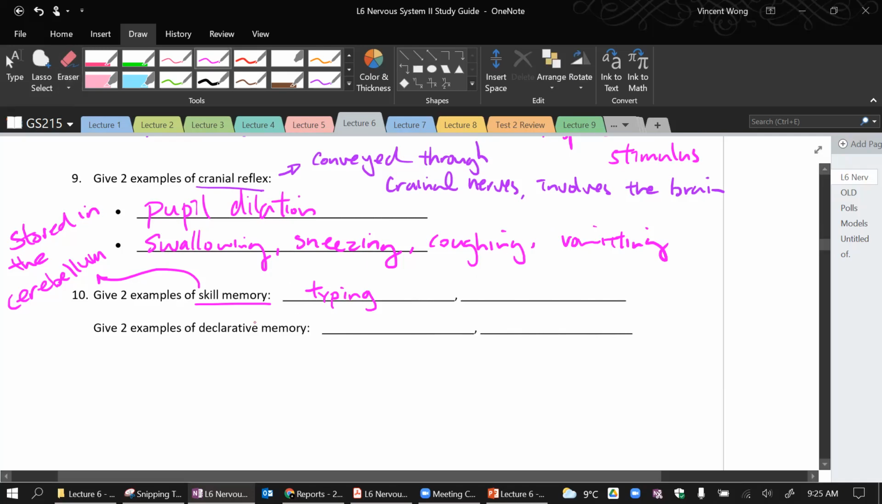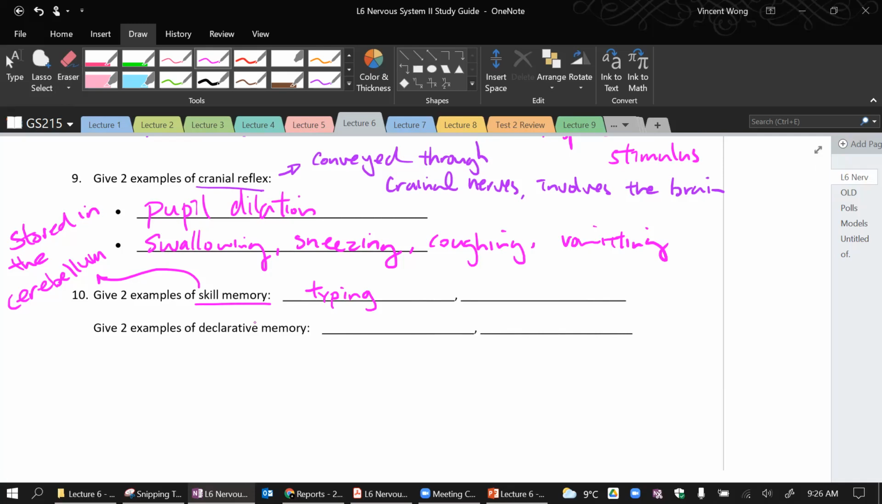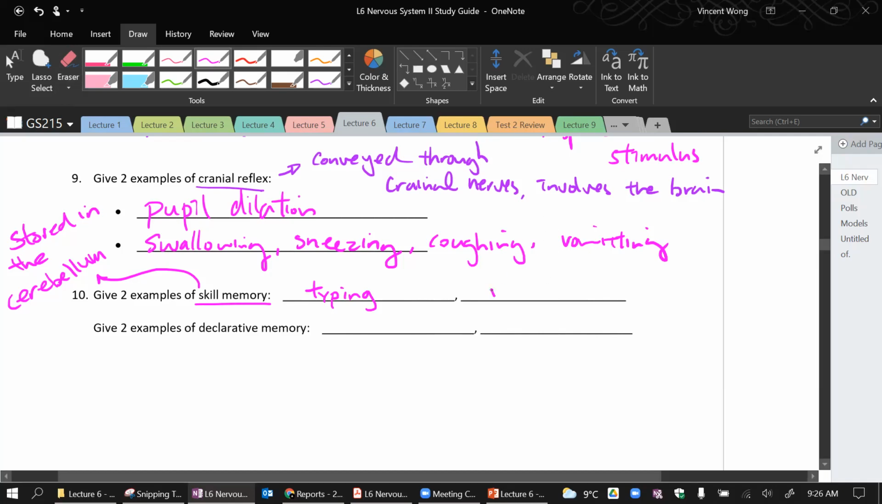What's another example of skill memories besides typing? Anybody? Even if you're learning about this for the first time, you should be able to come up with an example based on what I just told you. Yep, riding a bike, that's a good one.